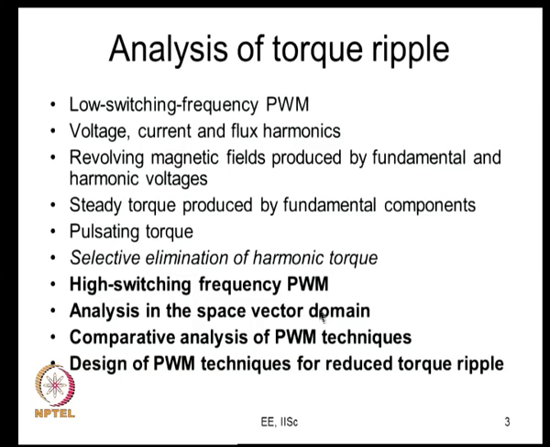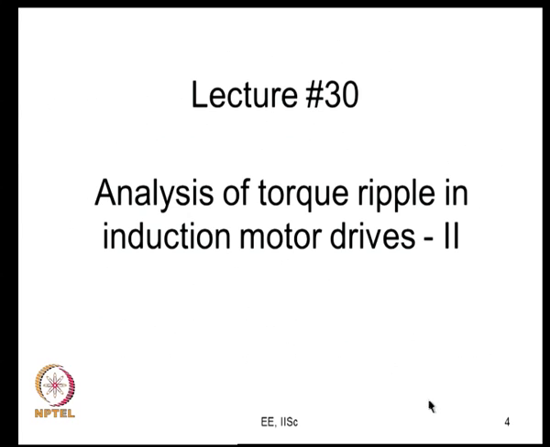and we would look at the analysis of that in the space vector domain. We would try to do a quick comparative analysis of a few PWM techniques, try to get a feel for the relative performance of the PWM techniques in terms of torque ripple, and we would also look at a couple of design examples for how you would design PWM methods for reducing the torque ripple. So, let us get started with today's lecture.